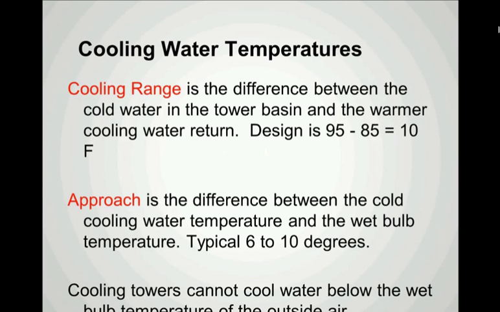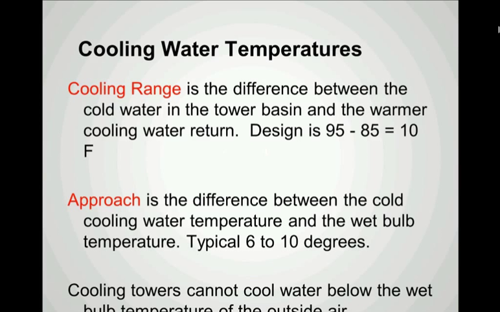Another common term is approach temperature. We said that a cooling tower cannot cool water to below the wet bulb temperature of the outside air. It comes close, but it doesn't quite get to the wet bulb temperature. How close it gets to wet bulb is referred to as approach temperature, and usually that is 6 to 10 degrees of the wet bulb.